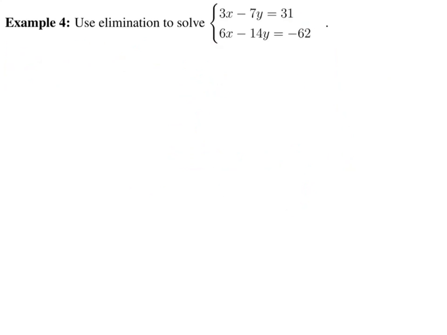All right. Fourth example. This looks a whole lot like the third example, but there's just a little difference here. So you got 3x minus 7y equals 31, and then the second equation is 6x minus 14y equals -62. Yeah, okay, I can see that. Now, if you multiply the top equation by -2, which again, the purpose being to be able to eliminate the x's, -6x plus 14y equals -62.